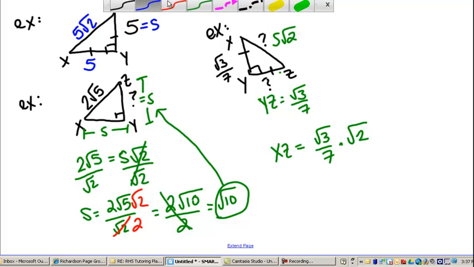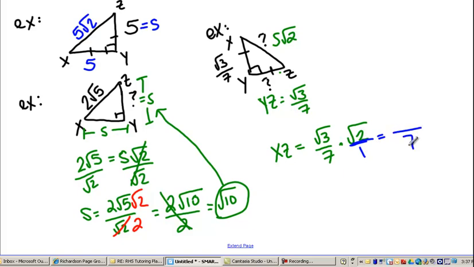I promise you guys, by the time you're done with this class, you're not going to be afraid of using square roots or fractions. Okay? Just put it over 1, put the square root of 2 over 1. You multiply straight across. Okay? Because these are both square roots, you can put them underneath the same square root and you multiply. So that's xz. It's that simple. Okay?